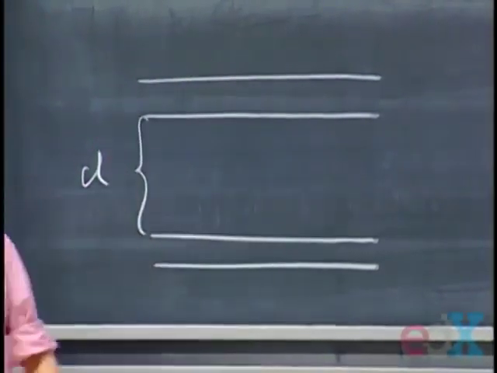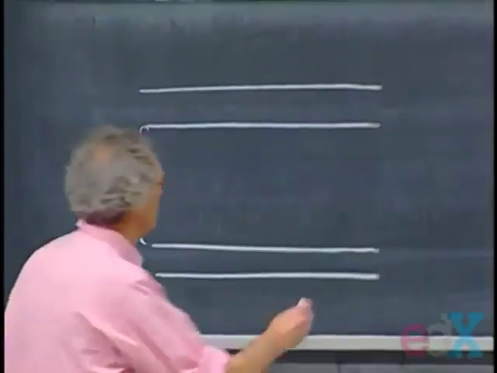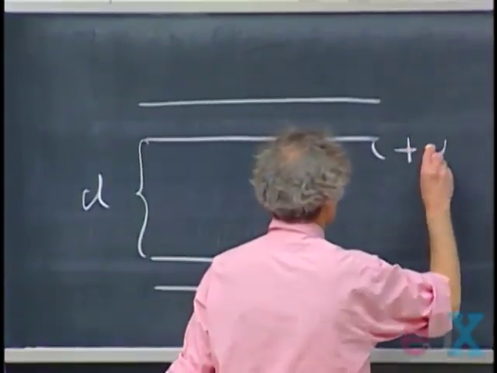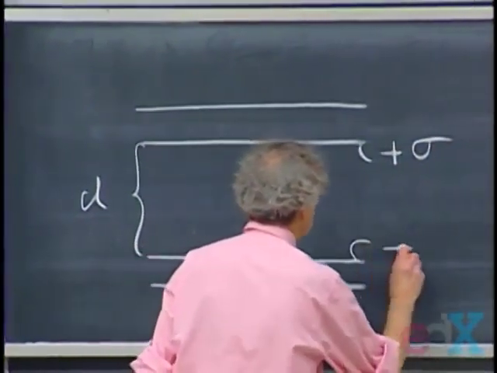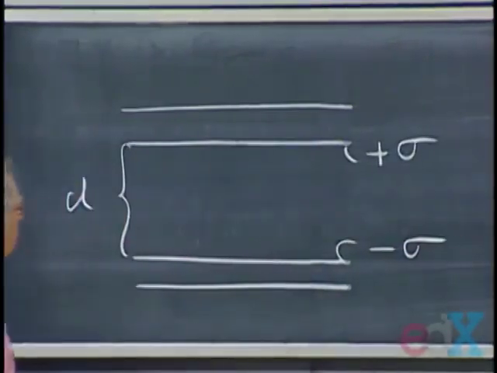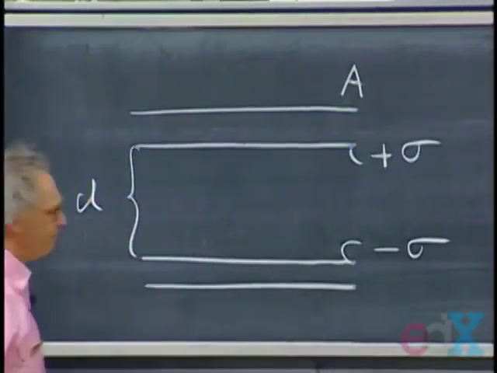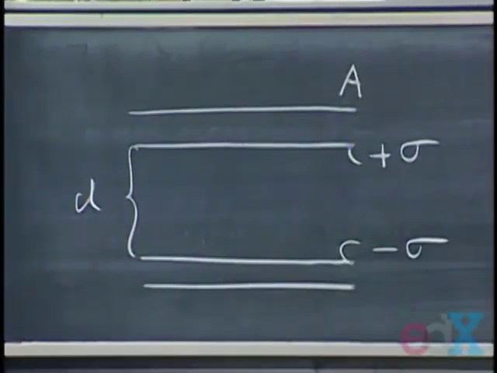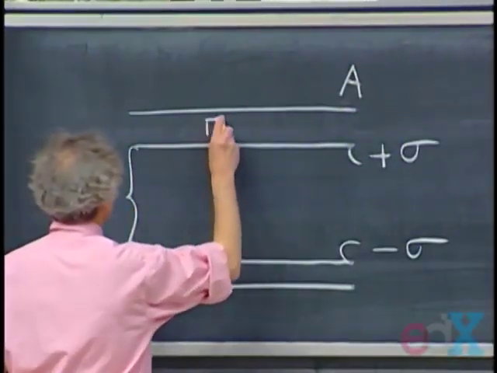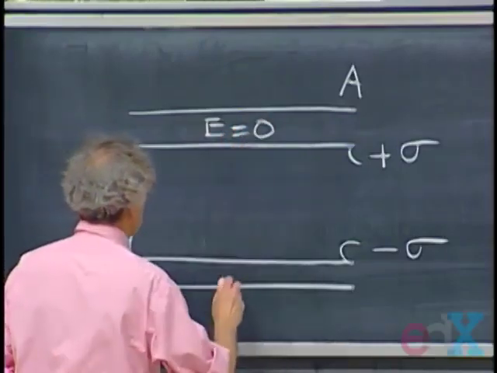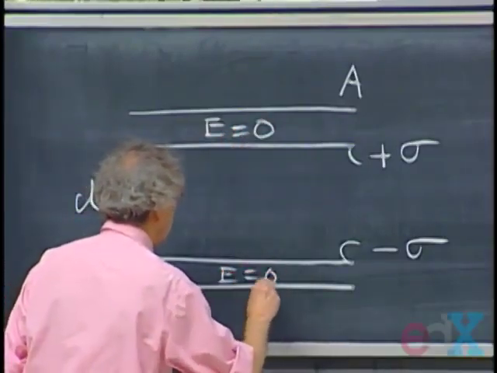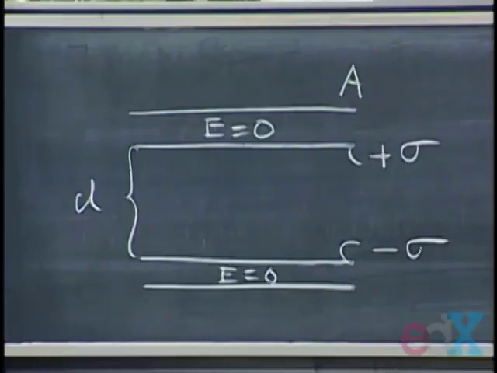And I charge the upper plate with a positive charge. So I get here surface charge density plus sigma, and here minus sigma. Area is A of both plates. I know that in the conductor itself, there is no current, and therefore in the conductor itself, the electric field must be 0.